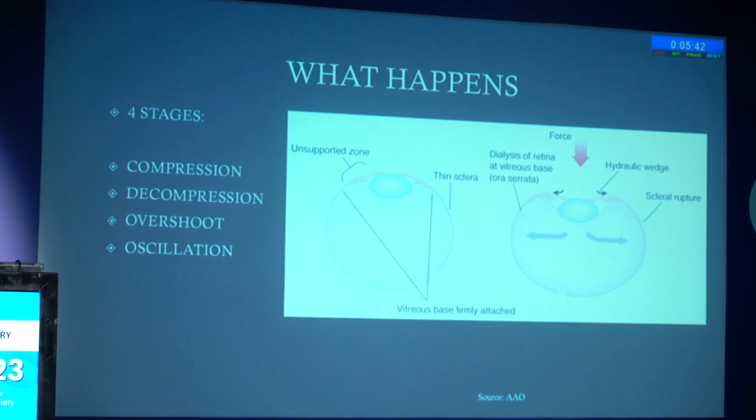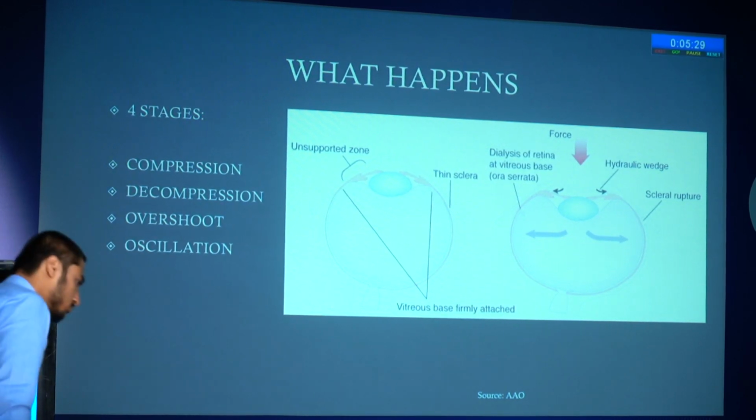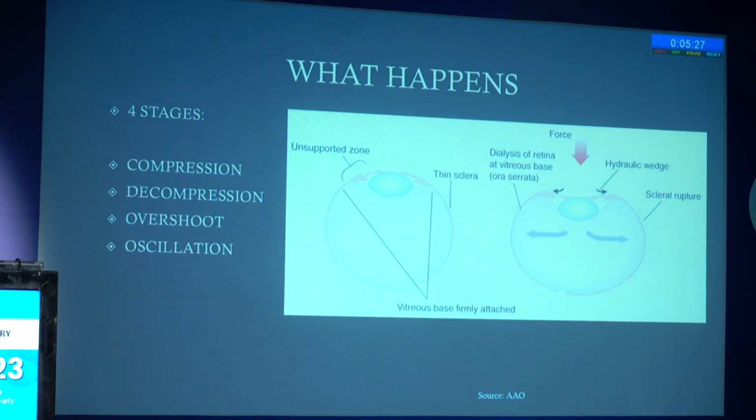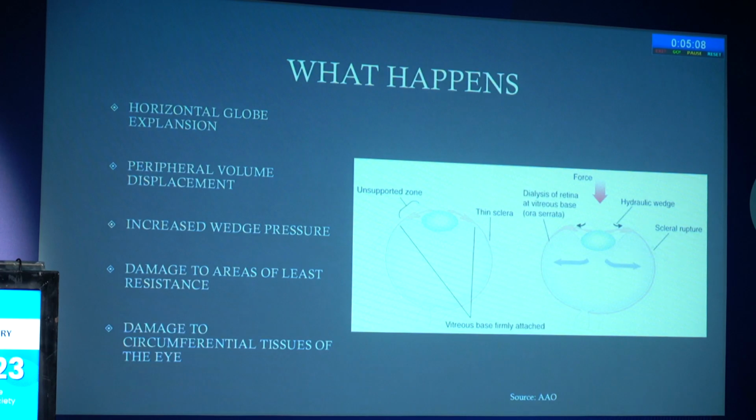So we must understand, before we examine a patient, what really happens in blunt trauma injury. The most important thing is the eye undergoes some stages in a fraction of a microsecond: compression, decompression, overshoot, and oscillation. The more important are compression and decompression, and that is where the key lies. There is horizontal globe expansion and peripheral volume displacement, and because of this, there is damage to essential and critical areas which are circumferentially present, and damage to areas of least resistance.